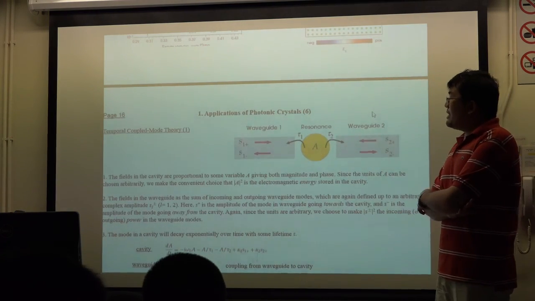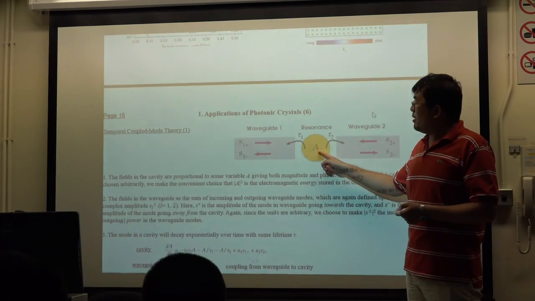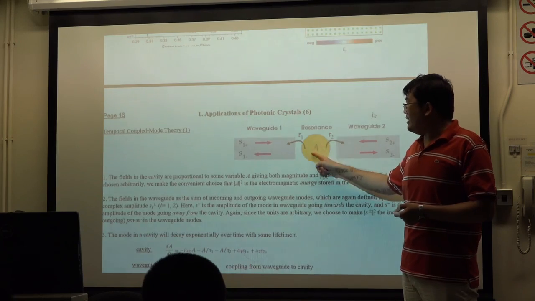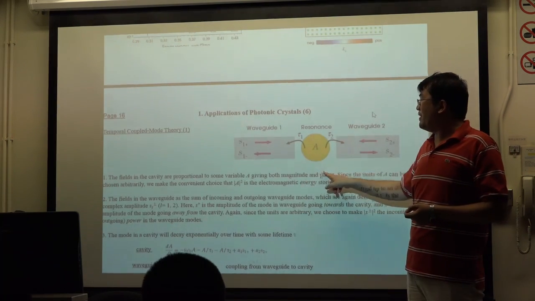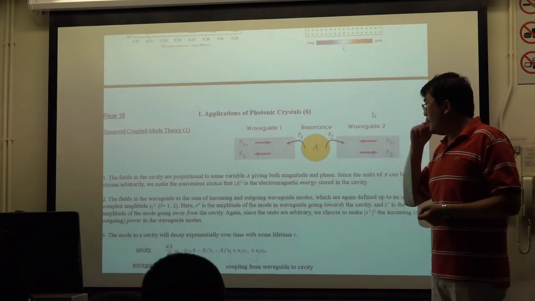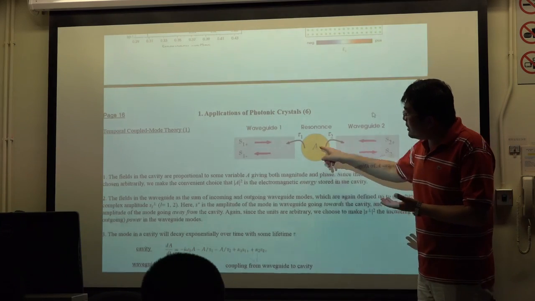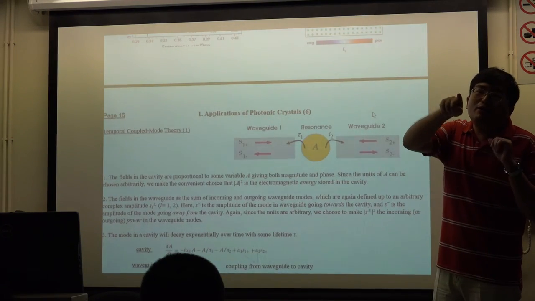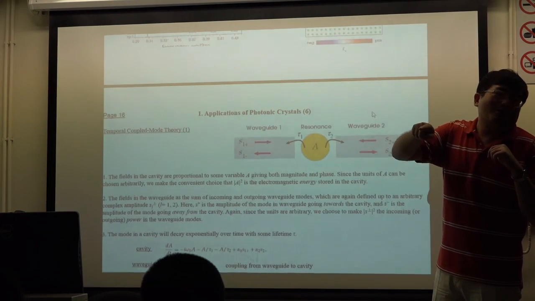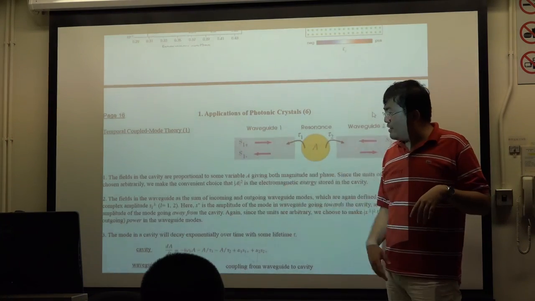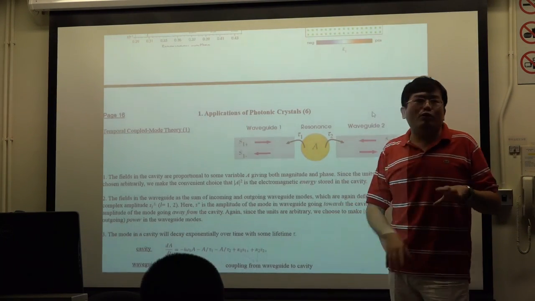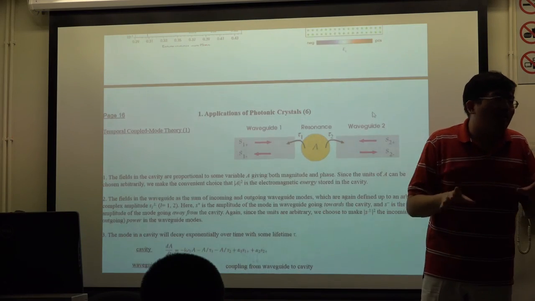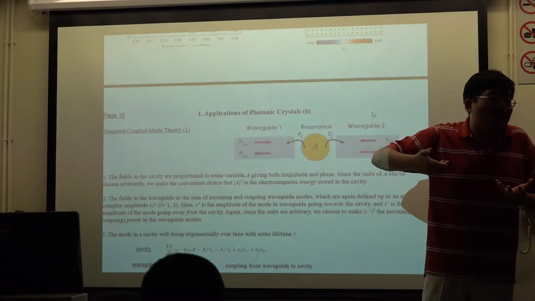First, you assume that the field in the cavity is proportional to some A. The A just gives the amplitude and the phase. It's a variable. Because it's a single mode, the electromagnetic field can be understood as A times some eigenmode. So we just use A, because this theory is very simple. No field distribution, just a coefficient, just an ordinary differential equation.